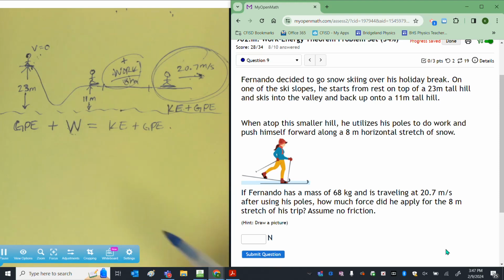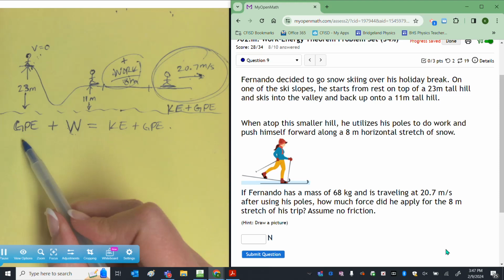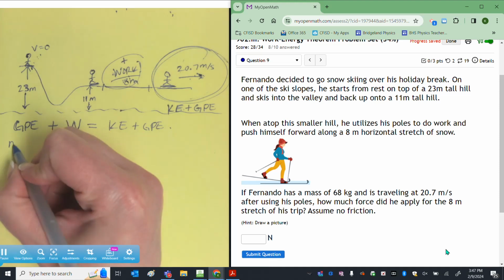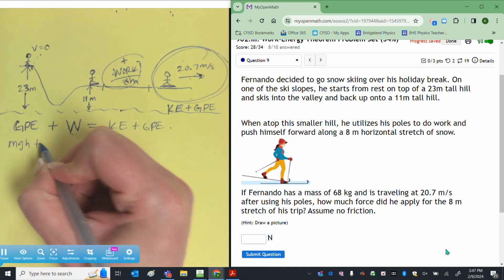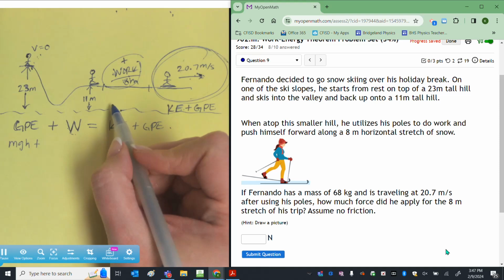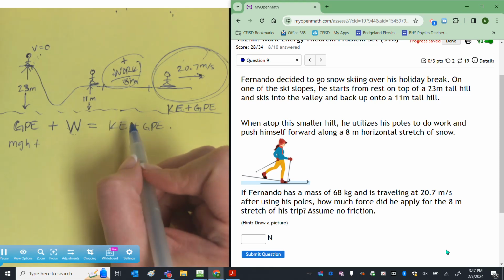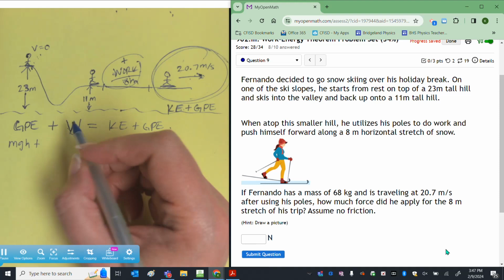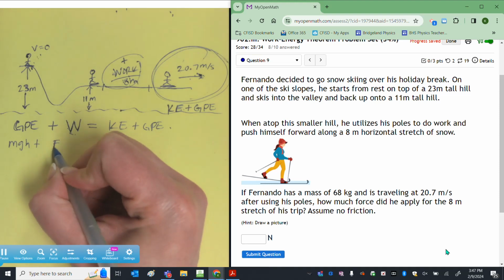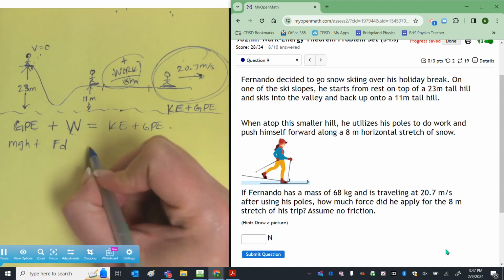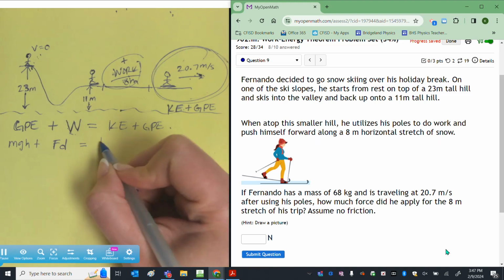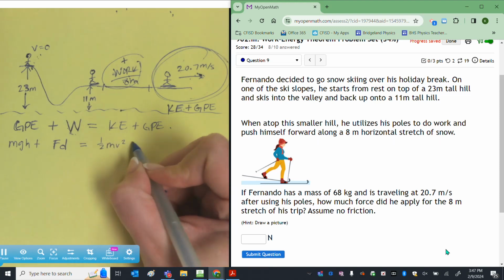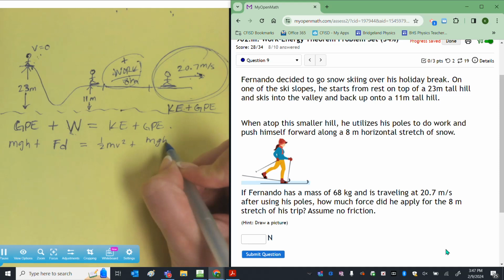All right, so again, we don't have these things, we have instead these variables, mgh plus the work here. I don't want to list it as work because the question is asking us for the force that he applied doing this work, so I'm actually going to substitute in these variables also. Force times distance equals 1/2 mv squared plus mgh. So that's my substitution step.